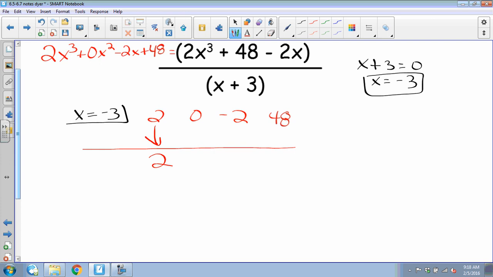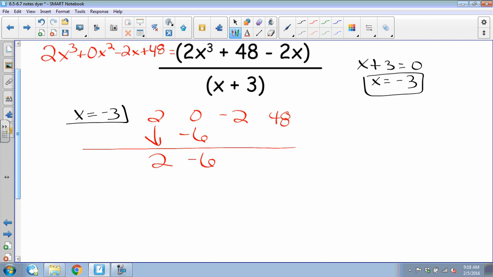Everything underneath that line gets multiplied to -3. Then once you multiply it, you put the answer in the next column. Then you combine these. Then you're going to have something underneath here. You multiply it to here. The answer goes in the next column. Then you combine them. Okay. So, bring down the 2. 2 times -3 is? -6. We combine these. You add or subtract them. 0 minus 6 is -6.